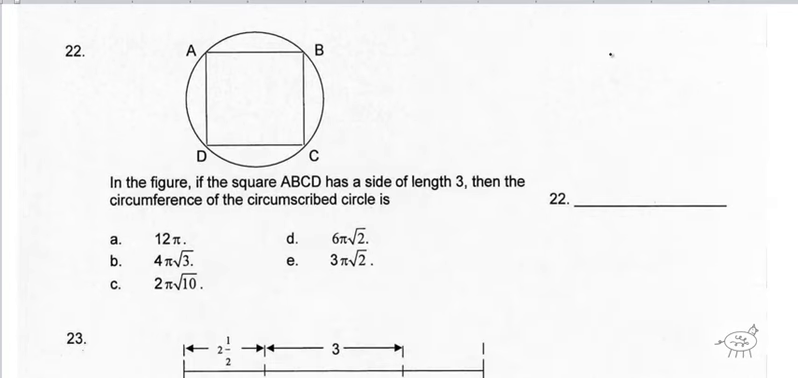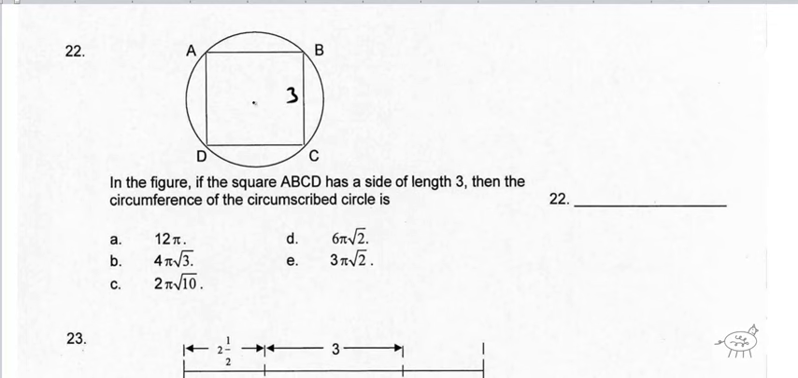Okay. All right, 22. In the figure, if the square ABCD has a side of length 3, go ahead and label it. Then the circumference of the circumscribed circle. Circumscribed meaning around, right? You circumscribe the globe. You go around it. Anyway, then the circumference of the circumscribed circle is.